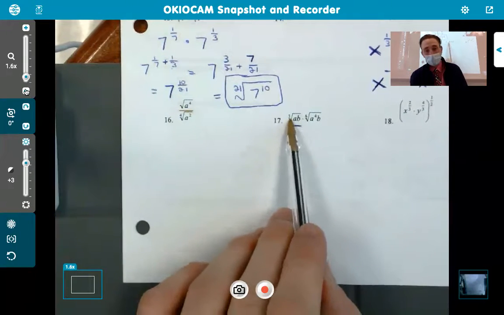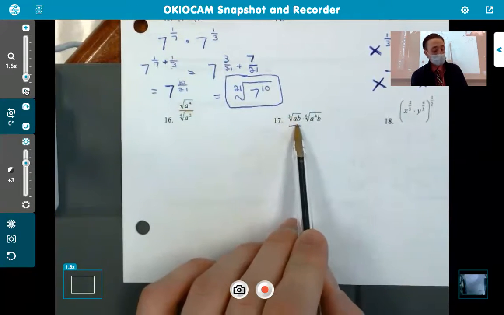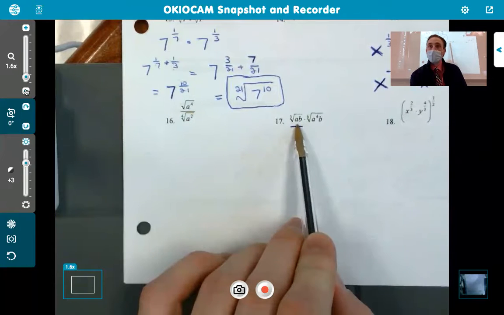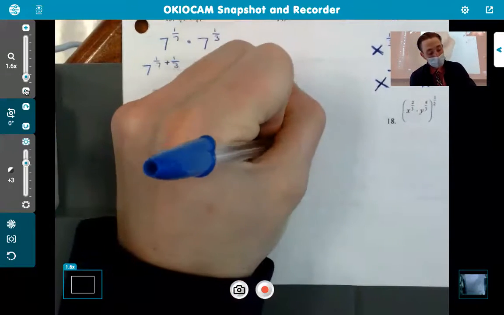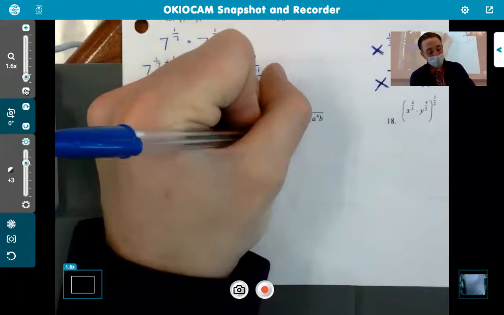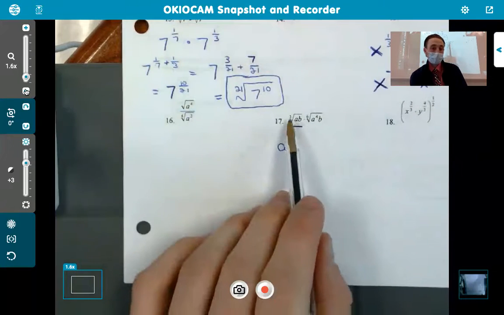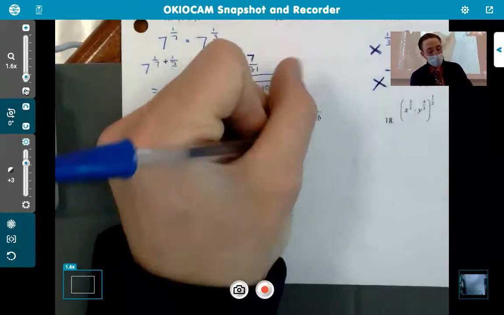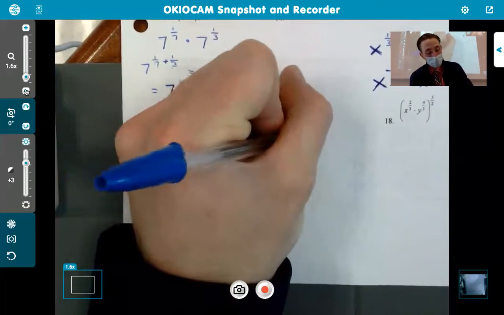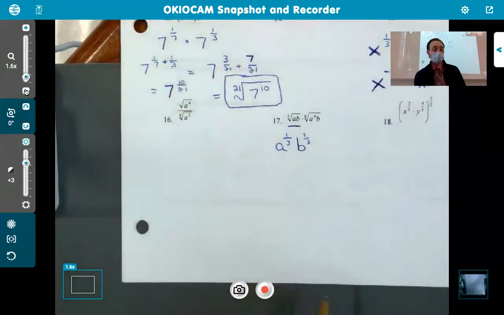If I look at that first term, the cube root of AB, A is being raised to what power? First. Good. So this is 1 over whatever the index is. And what's the index for that first term? 3. So I have a to the 1/3. B is also being raised to the 1/3, right? Because that's a power of 1. Index is 3. Do we all see how we got each of those terms there?